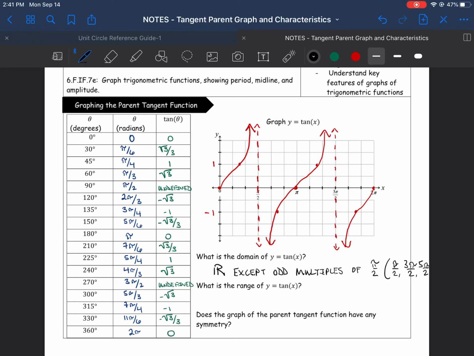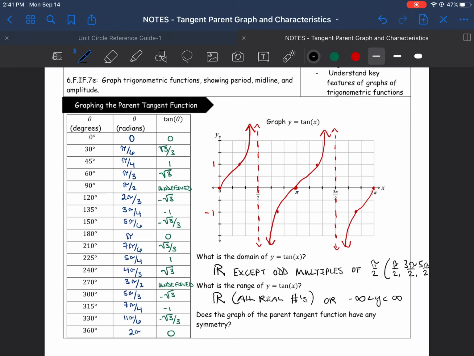Okay, now let's talk about the range. Well, notice that for y equals tangent of x, the range is actually all real numbers. So we'd say all real numbers. That's the symbol for all real numbers in case you didn't know. We could also write that as negative infinity is less than y, less than infinity.